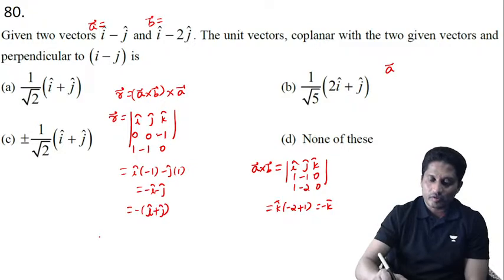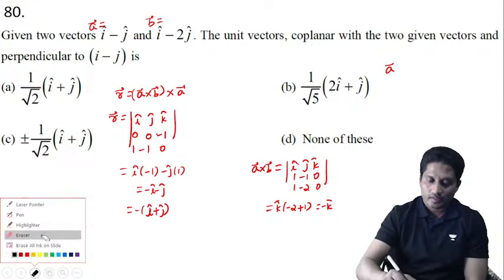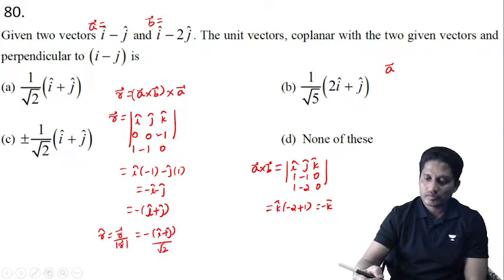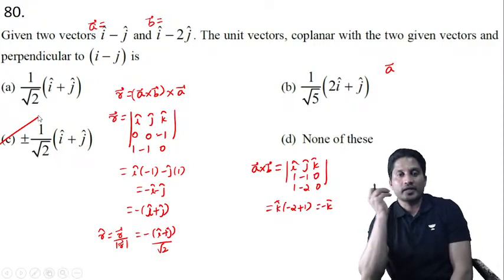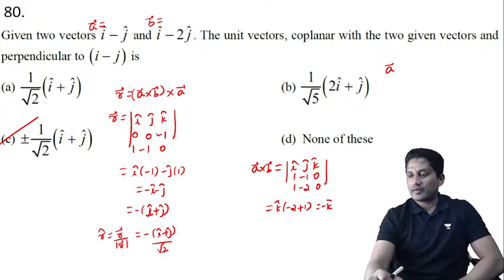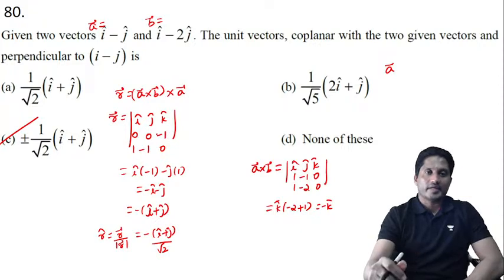If I take the modulus, the unit vector r cap is equal to vector A divided by its magnitude, which is equal to minus of I plus j divided by root 2. So the answer should be C only. Minus or plus, minus I plus j by root 2. So I'll stop here, guys. I'll start with question number 81 in my next session.